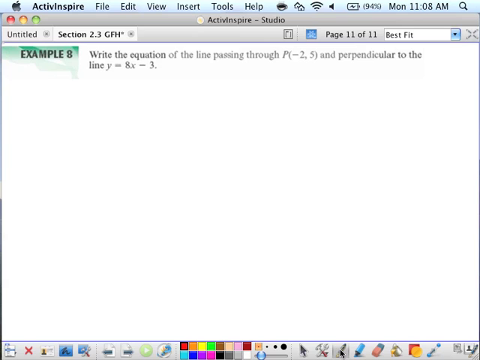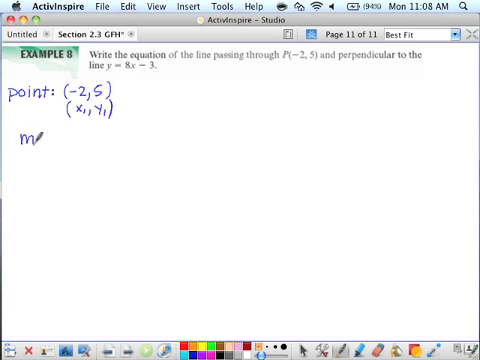Once again, notice that we're being asked to write the equation of a line. To write the equation of a line, unless that line is vertical or horizontal, you have to know at least one point and you have to know the slope. So the first thing we need to do is identify those two. What point were we given? (-2, 5). So that's going to act as my x1, y1 when I plug into point-slope form.